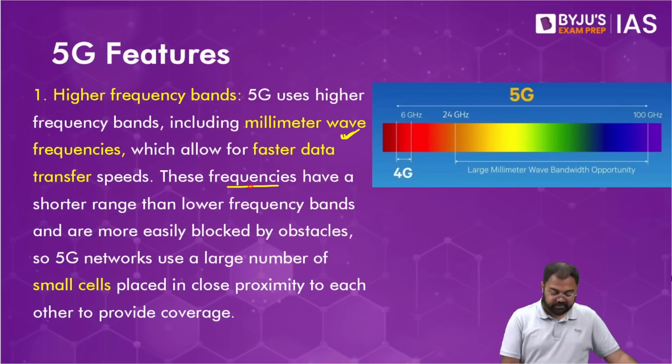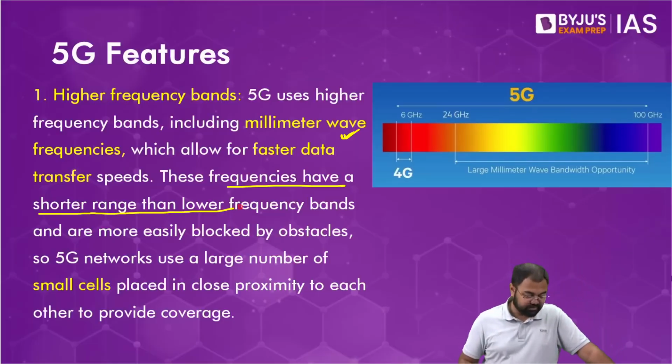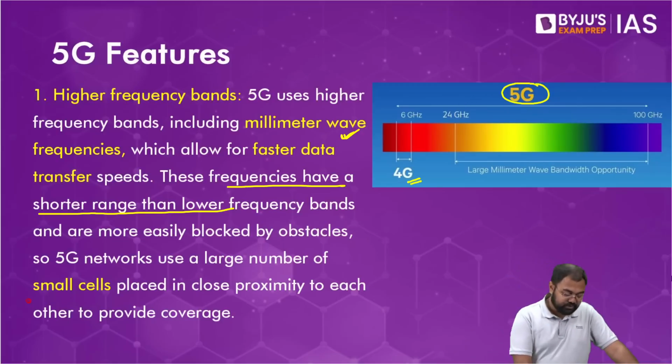But these frequencies, because they are higher frequencies, have a shorter range compared to the lower frequency bands. This goes back to the same basics that we had discussed: if your frequency is high, energy is high and range will be low. So if you see that 4G was working only in this much of frequency, whereas 5G is working in the entire range of frequency. All right. So that's why the small cell towers are required in the case of 5G.